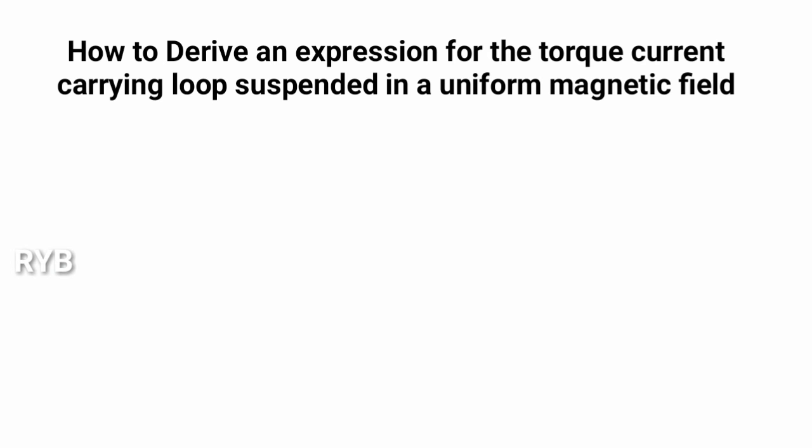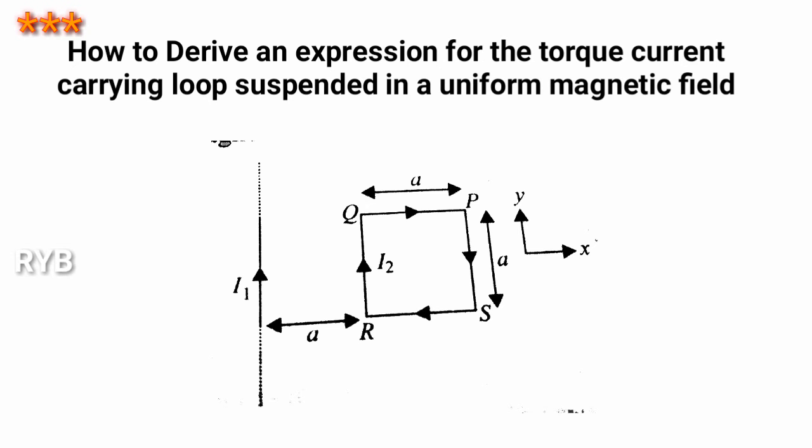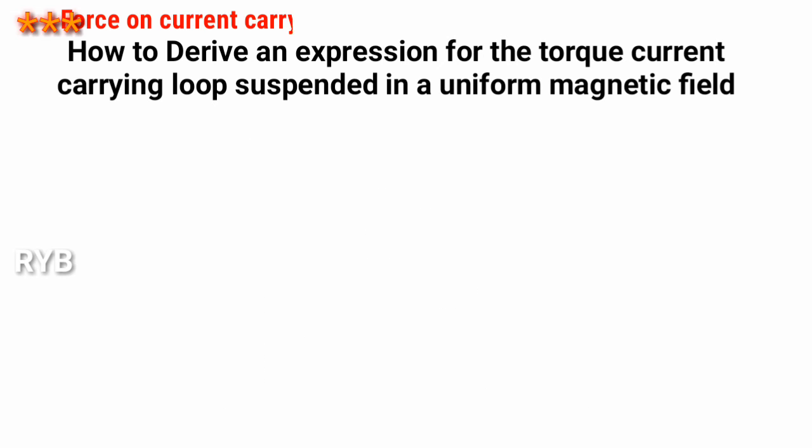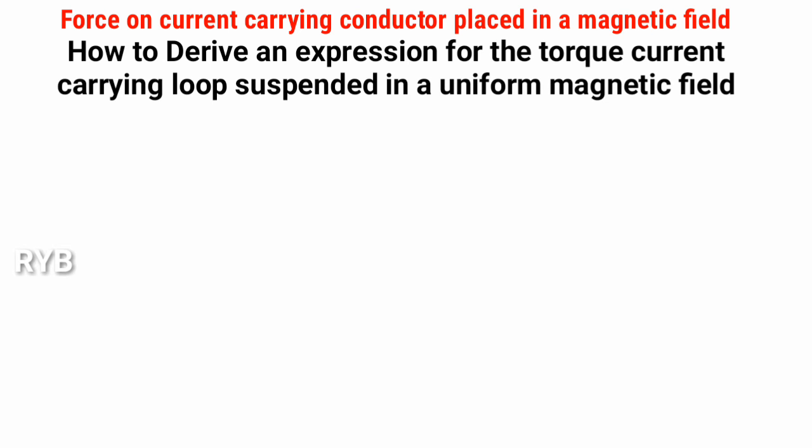Now another topic is how to derive an expression for the torque on a current carrying loop placed in a magnetic field. When a loop or a coil is placed in a magnetic field, what is the torque exerted on it? Let us discuss now. What is meant by torque? Torque is the product of force and perpendicular distance. First, we derive the force on a conductor. After that, we will derive the torque on a loop.